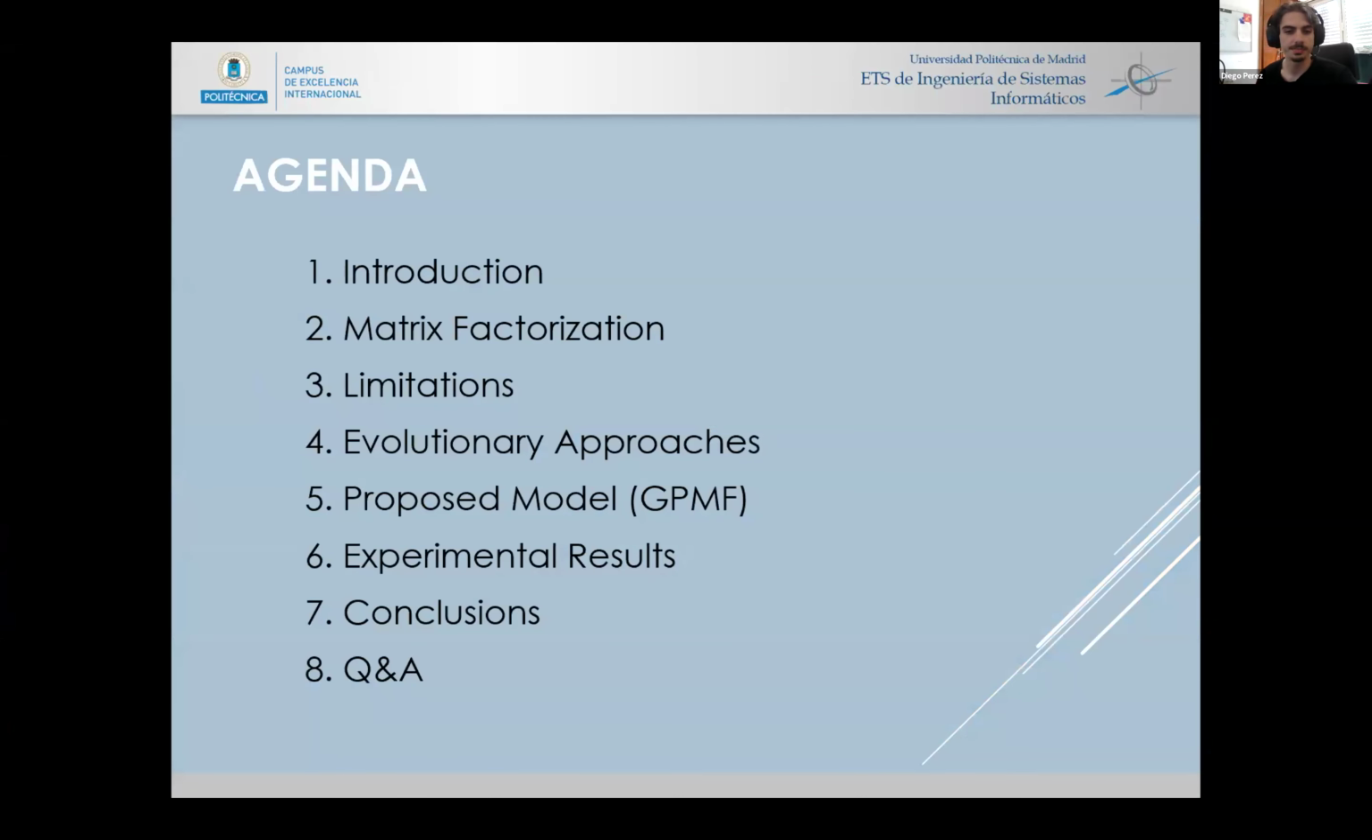Here is the agenda of this presentation. First, I will introduce the problem and the context of recommender systems. Then I will briefly explain matrix factorization and its main limitations. After that, I will present evolutionary approaches, focusing on the EMF model. Next, I will introduce our proposed model GPMF. Then I will show the experimental results, and finally, I will present the conclusions.